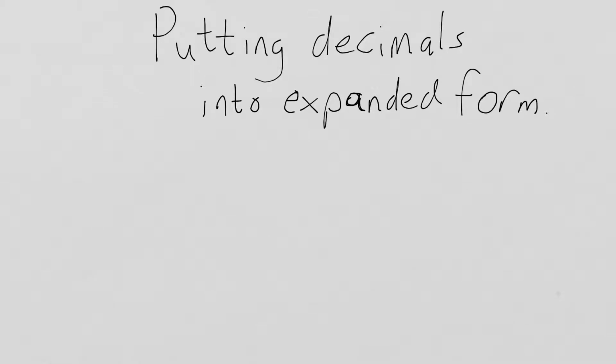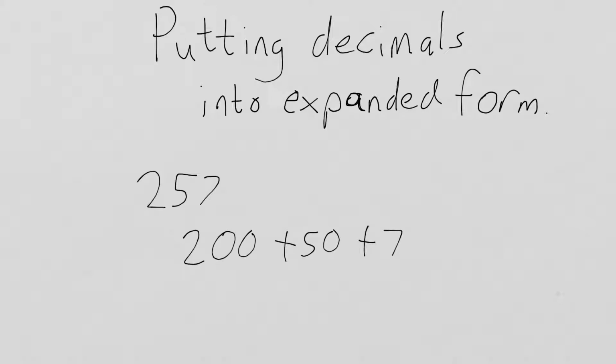In this video, I'm going to be working with you on changing decimals into expanded form. Now, we're used to expanded form looking like this. Let's say we have 257. We're used to it looking as such: 200 plus 50 plus 7.